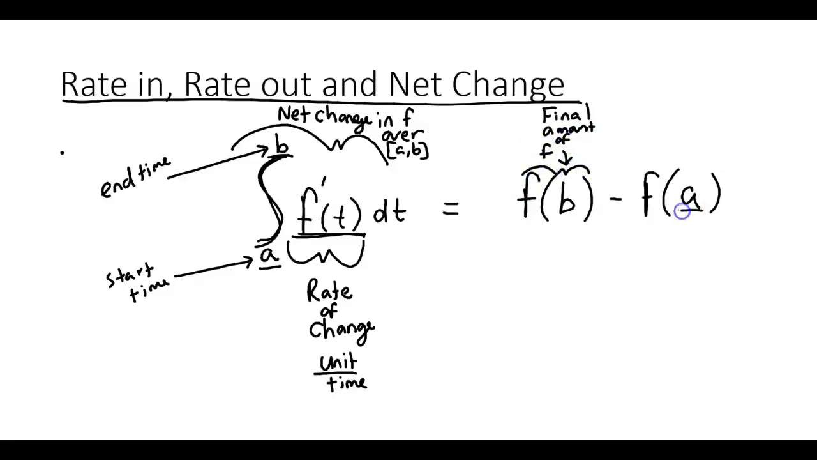And if you plug in A, which is the starting time, into your position function, that'll tell you the bicyclist's starting position. Now, if you subtract the first position from the final position, wouldn't that tell you how much his position has changed over time? In other words, it will tell you the net change.